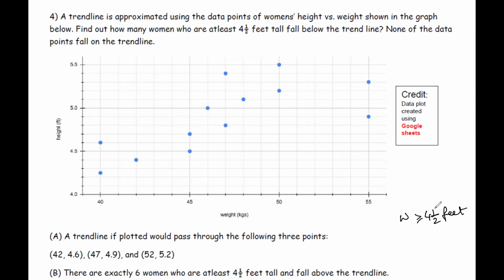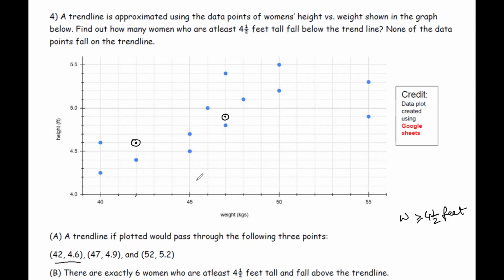So we have to find out how many of the women who are at least 1.5 feet below the trend line. Now, first information: the trend line, if plotted, would pass through the following 3 points. Looking at this, 42 and 4.6, 41, 42, 43, 44. So 42 and 4.6, we have 1 point here. And then 46, 47 and 4.9. So we have another point here.